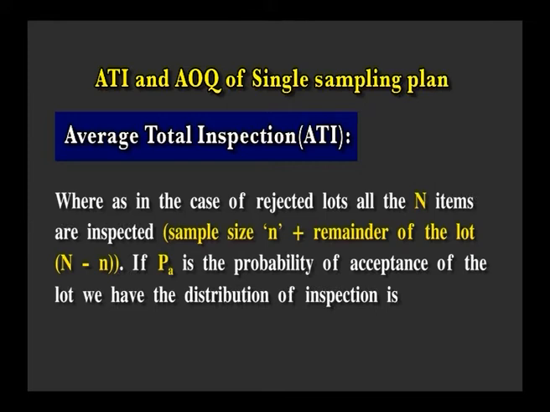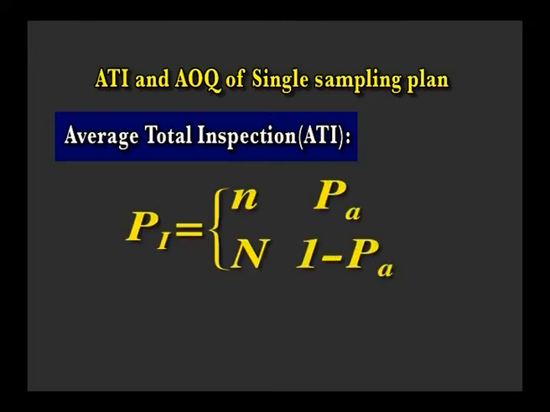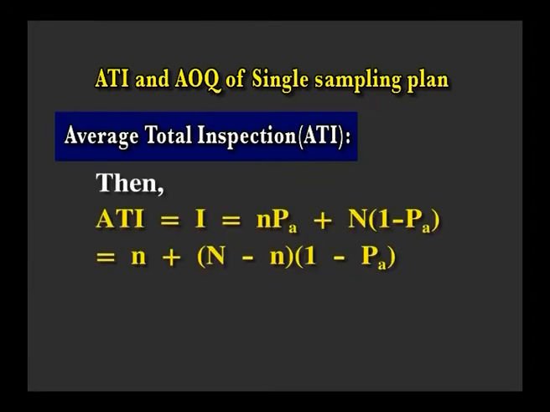If Pa is the probability of acceptance of the lot, we have the distribution of inspection given by: I is equal to small n for an accepted lot, capital N for a rejected lot. Then the average total inspection, denoted by I, is given by n into Pa plus capital N into 1 minus Pa. When you simplify that, you will get the formula small n plus capital N minus small n into 1 minus Pa.